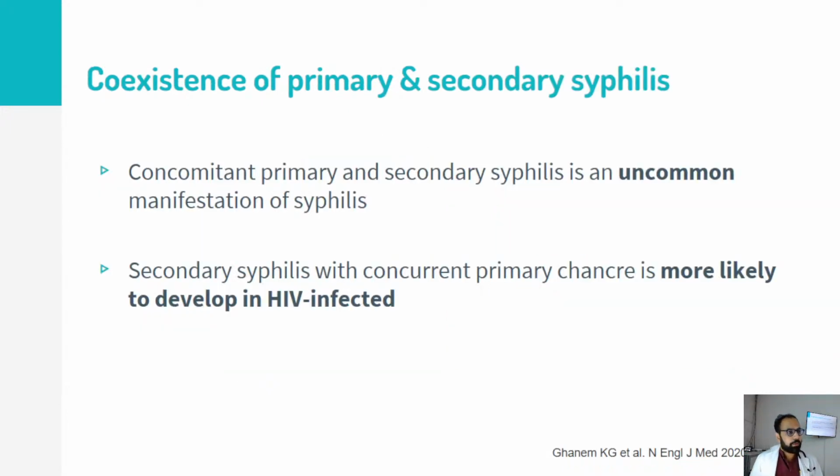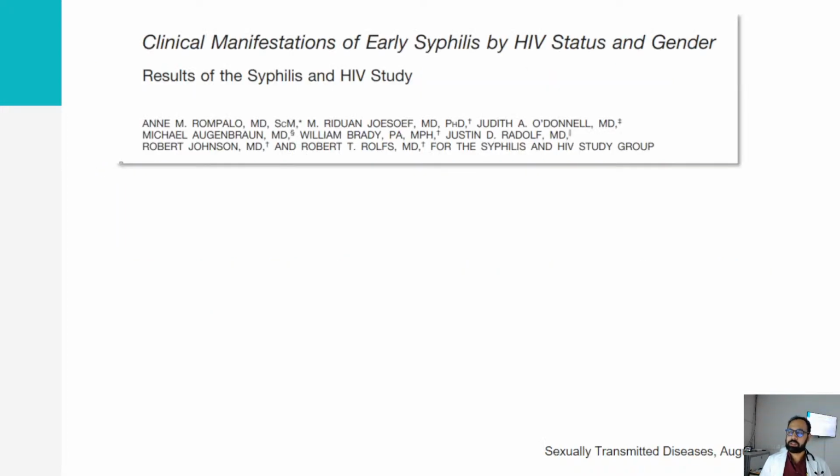Now, one atypical feature which we found in this patient was the coexistence of primary and secondary syphilis lesions. The classical teaching is that initially there is primary syphilis which then heals, and later after 2 to 6 weeks there is development of secondary syphilis. Here we have seen that the same person had both lesions. So it is an uncommon manifestation of syphilis, and the concomitant existence of secondary and primary syphilis lesions is more likely to develop in HIV infected individuals.